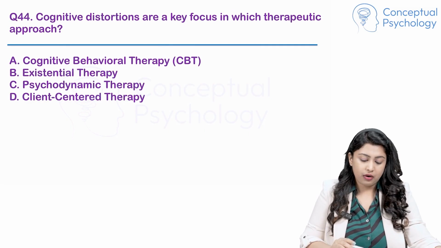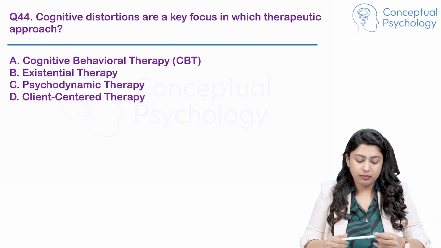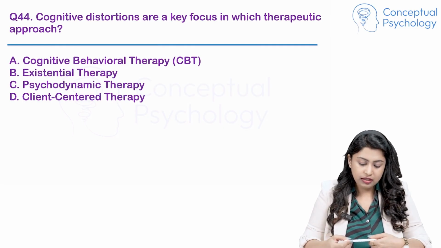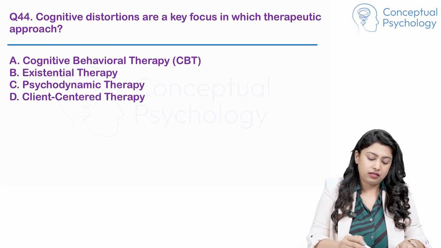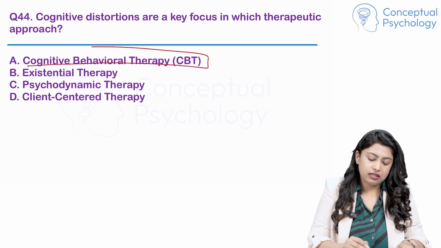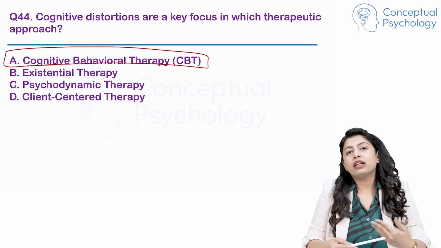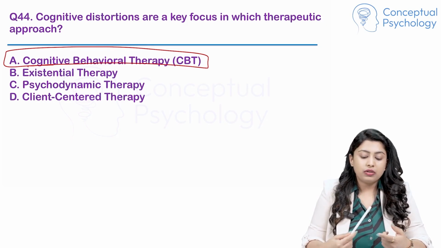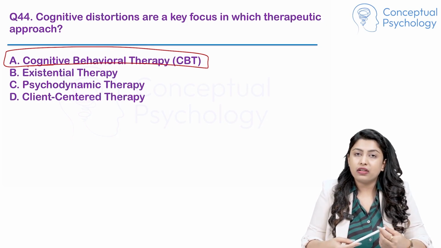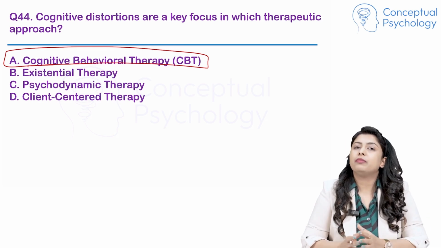Okay. Now, cognitive distortions are a key focus in which therapeutic approach? CBT, existential therapy, psychodynamic therapy, or client centered therapy? So, the answer is CBT. It's the correct answer. CBT specifically identifies and addresses cognitive distortions. Also, it identifies the systematic errors in thinking that contribute to emotional distress and maladaptive behaviors.